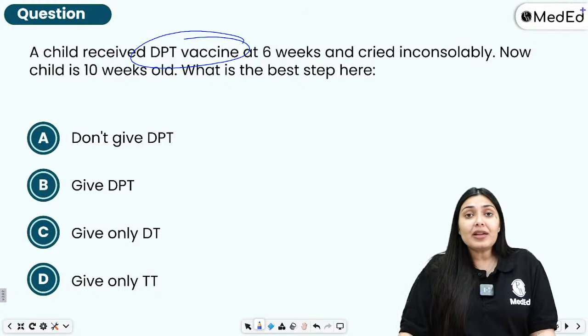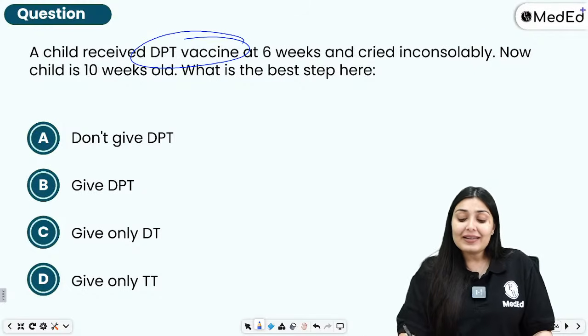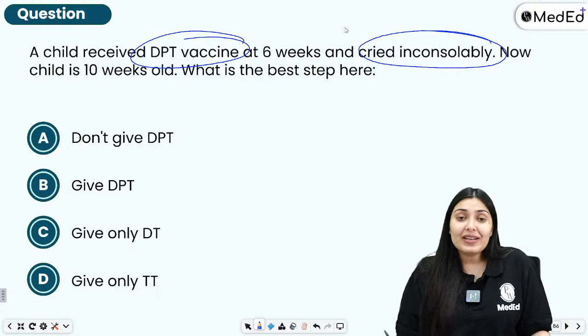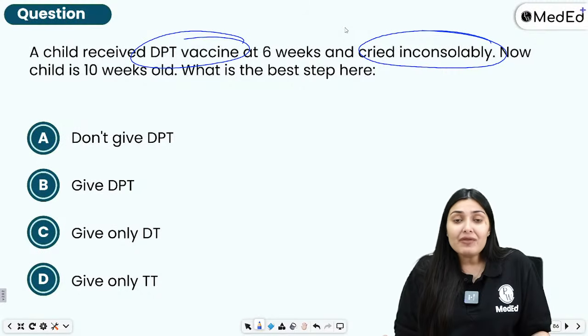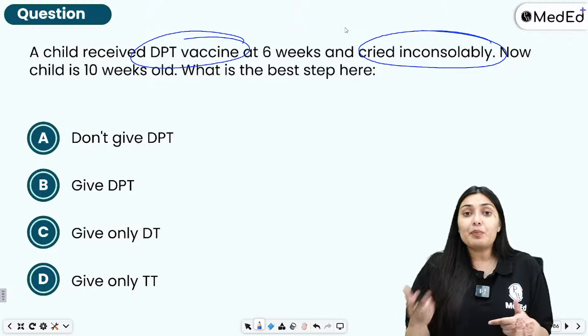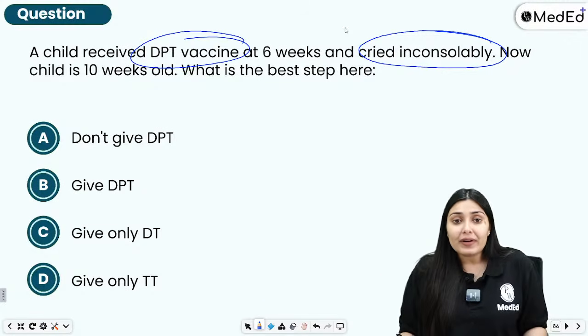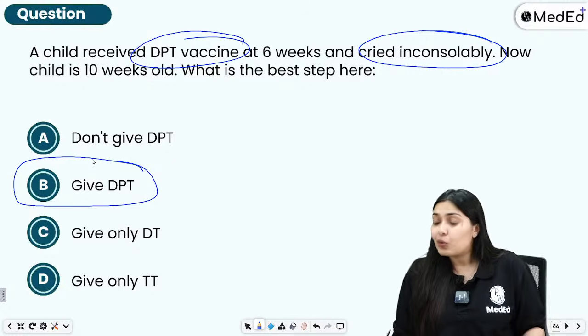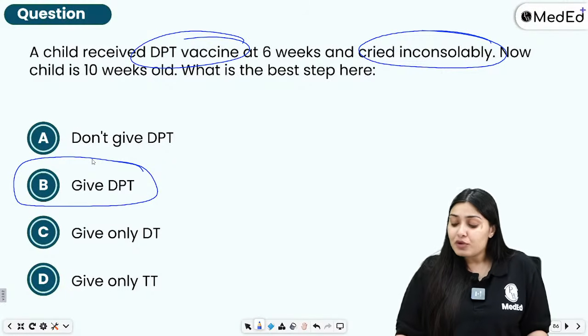The examiner gave us a precautionary event, that this child cried inconsolably, right? This is one of the precautionary events. So whenever such a precautionary event happens, the next dose I am going to give. If this repeats, further doses will be contraindicated. So the correct answer over here would be give DPT. Give DPT to this child. Right? Option B, give DPT.